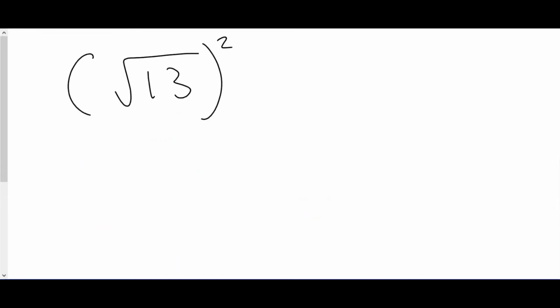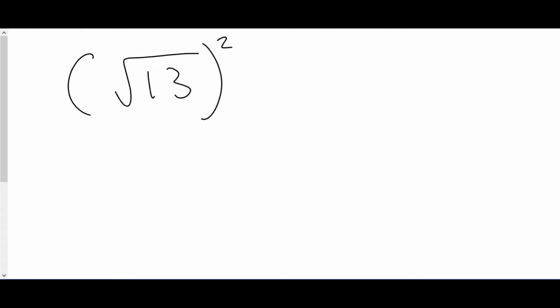How about this one? Square root of 13 squared. Well, I know 13 is not a perfect square, so my next step would be, okay, let me try a prime factorization, see if I can find a pair of numbers. But 13 is prime, so I can't break it down, which means I can't simplify the square root of 13.